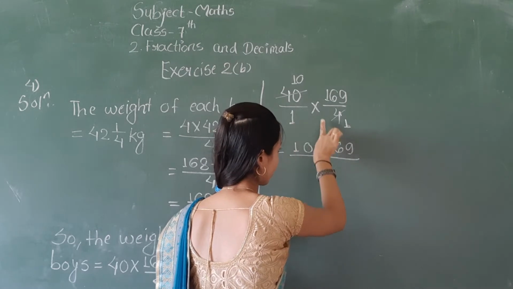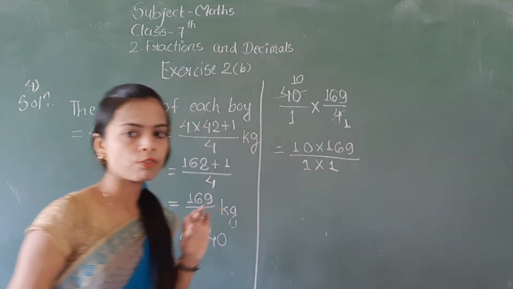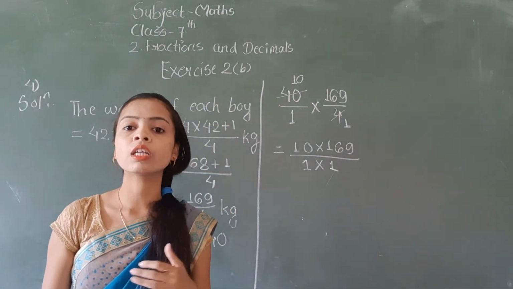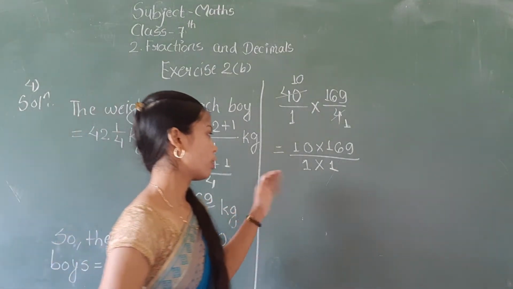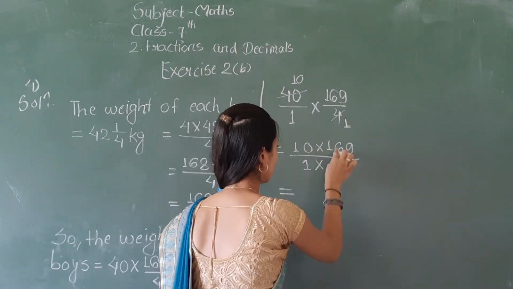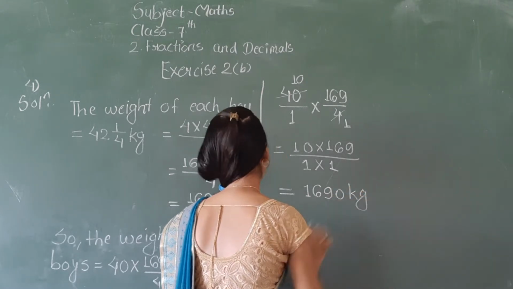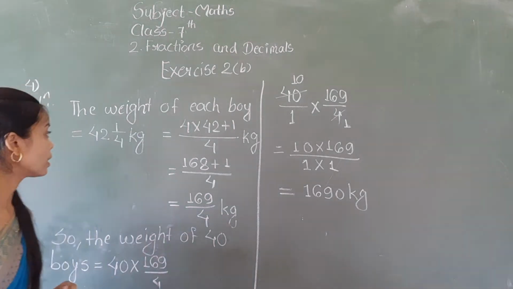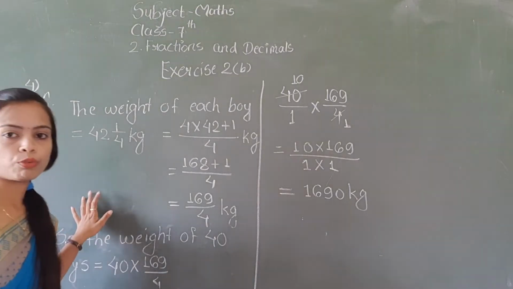And in the denominator 1 multiplied by 1, which is equal to 1, and if in the denominator there is a 1 you can skip it. So the multiplication of the numerator is 10 into 169, that is 1690 kg. So if it is given that the weight of each boy is 42 1 by 4 kg, we find that the weight of 40 boys is equals to 1690 kg. Now this is your question number 4 final answer.